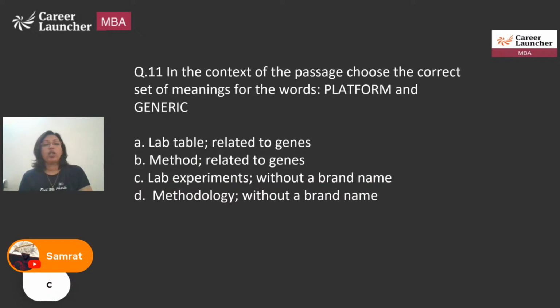All right. So in the context of the passage, choose the correct set of meanings for the word platform and generic. What is a platform and what is the meaning of generic? Okay. What's the correct answer? Maria, the placenta was not even mentioned, bete. All right, guys, I'm waiting for your answer for this question very quickly.